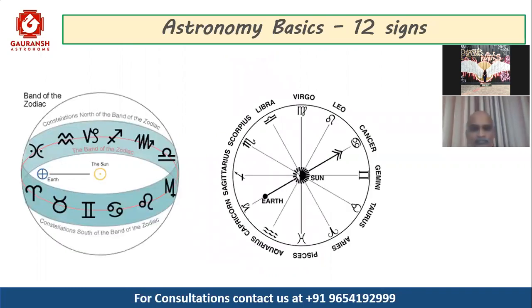So you must all be aware that our zodiac is a 360-degree circle, and it has 12 signs in it. So it is a band of 360 degrees, which is divided into 12 equal parts, each having a 30-degree bandwidth.